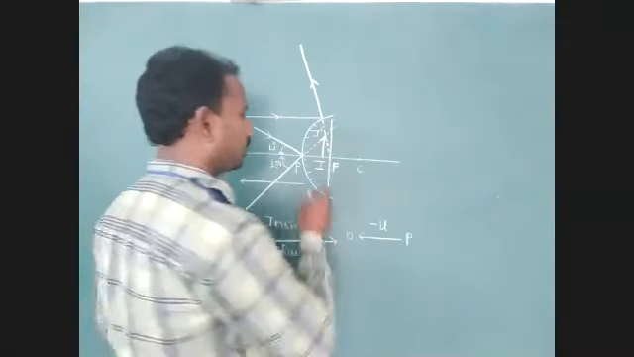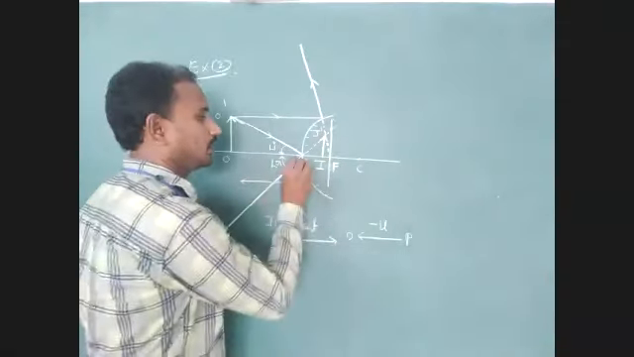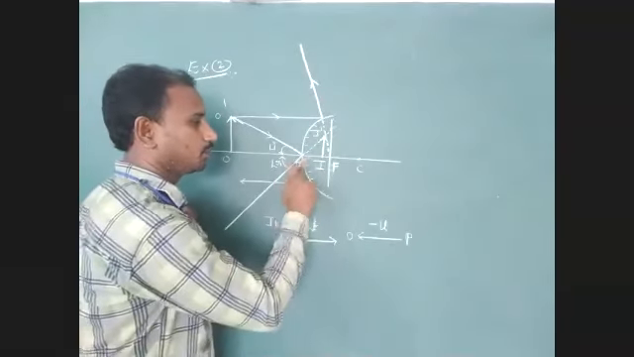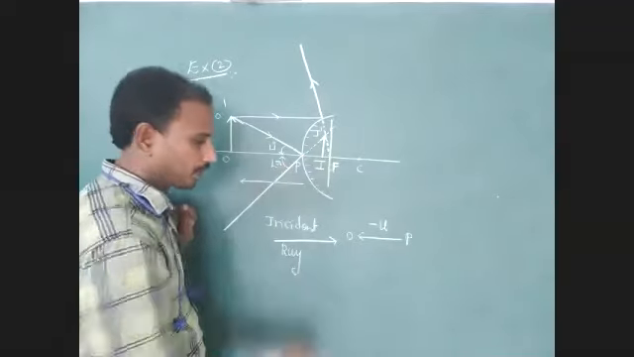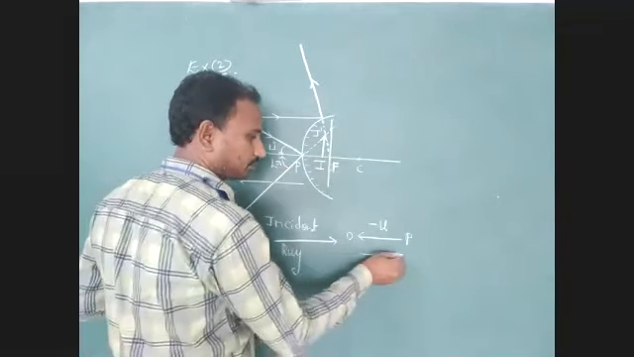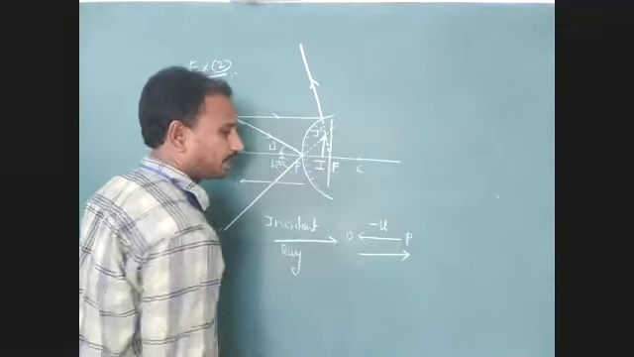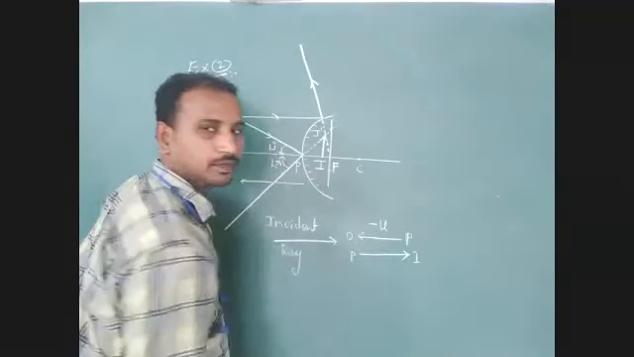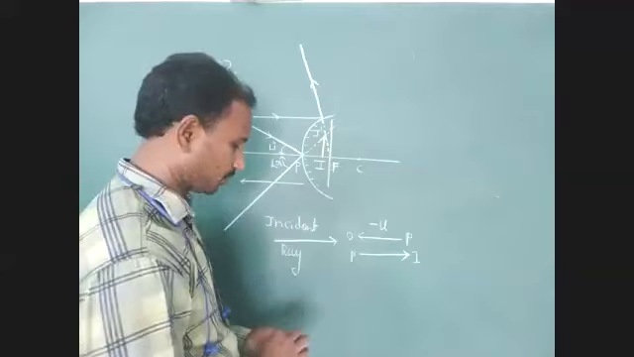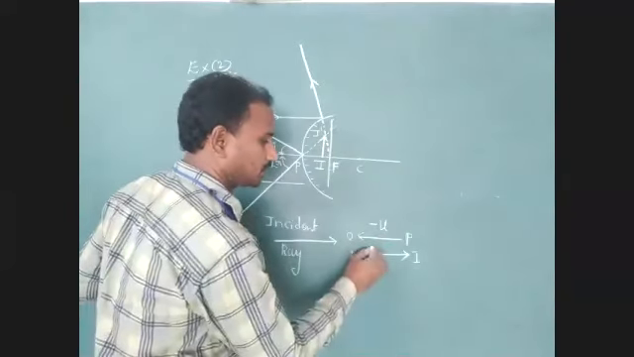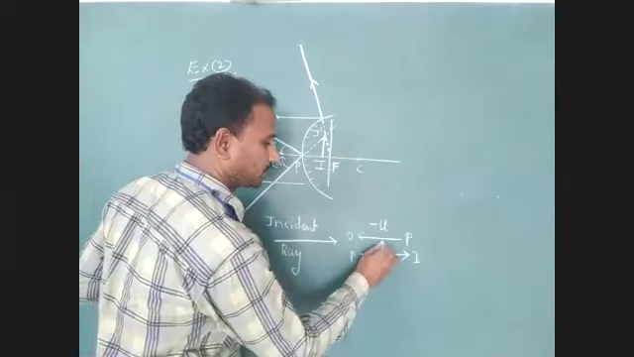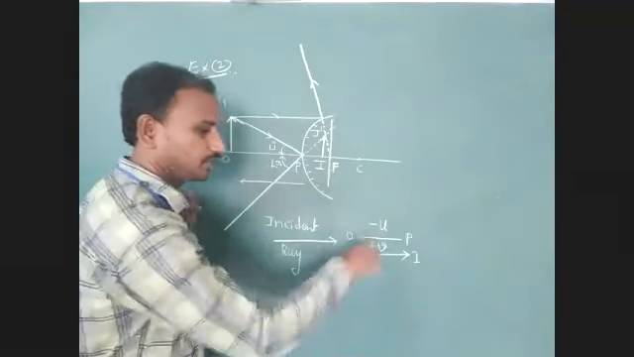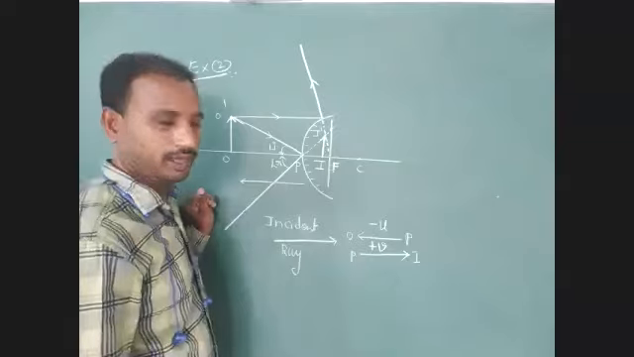Next, we calculate the image distance from the pole to the image formation point. Represent the direction from pole to image formation point. The image distance is represented with the symbol v. The sign convention is plus v.